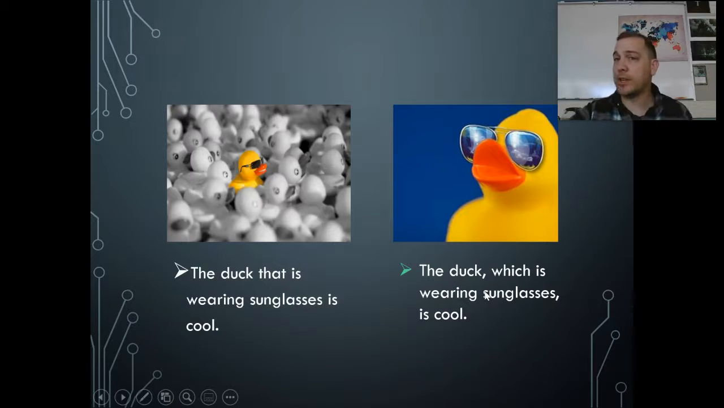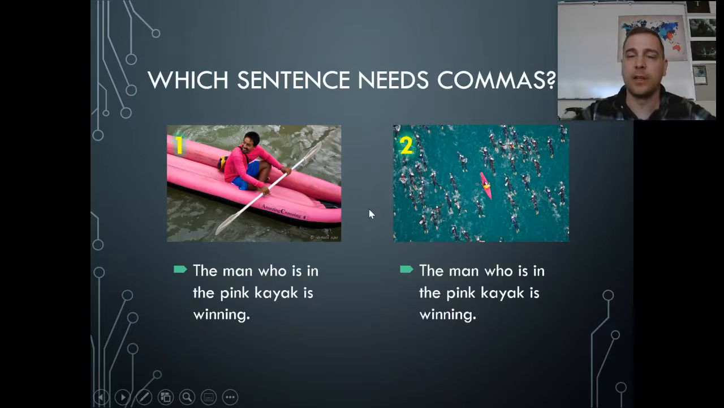This one, there's only one duck. And so when I say which is wearing sunglasses, it's like extra information. I'm giving extra information about the thing that I was talking about. And so let's take a look at this. Let's see if you can figure out which one needs commas. The man who's in a pink kayak is winning. The man who's in a pink kayak is winning. So take a minute. Which one needs the commas? Which one is specifying the person? Which one is just extra information? The one with extra information needs commas.